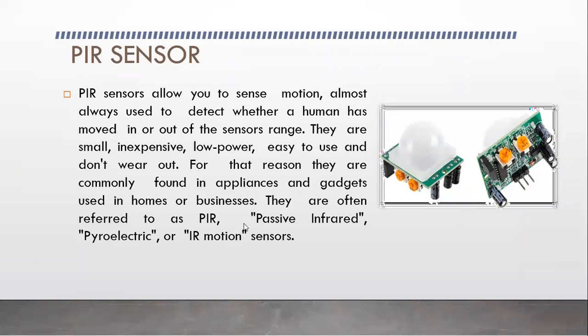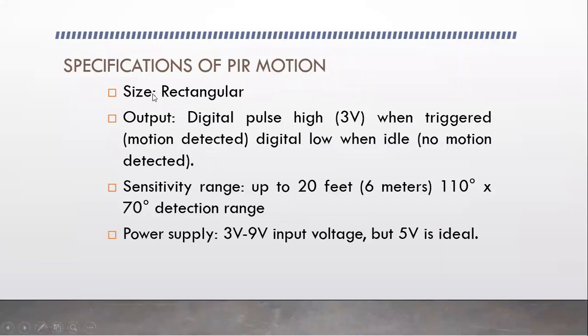Okay, so PIR sensor refers to passive infrared or pyroelectric infrared sensor. So guys, we will get into the specifications. The operating voltage of this PIR sensor is 3 volts. So you need to make sure that you are giving 3 or 3.3 volts for this PIR sensor. You can give 5 volts also, but you will not get accurate results from this PIR sensor.